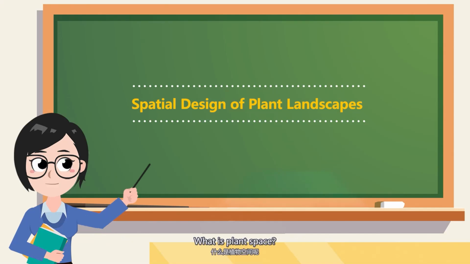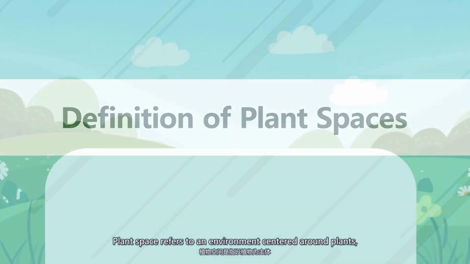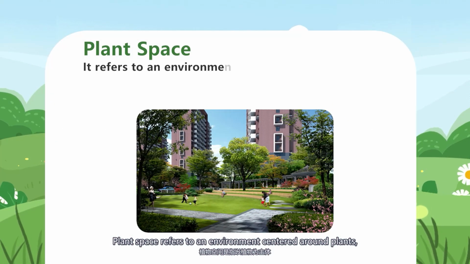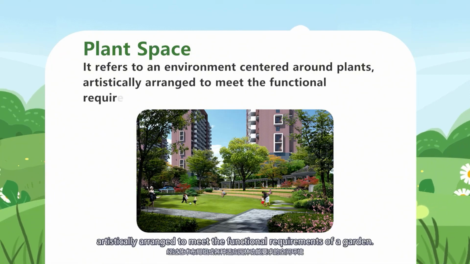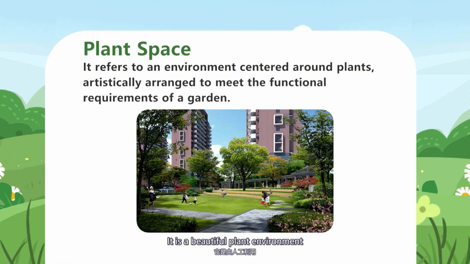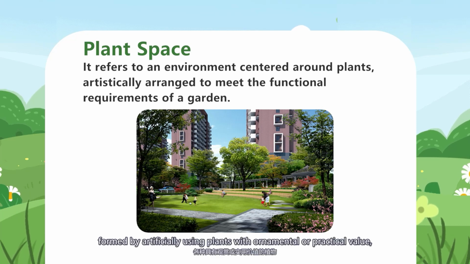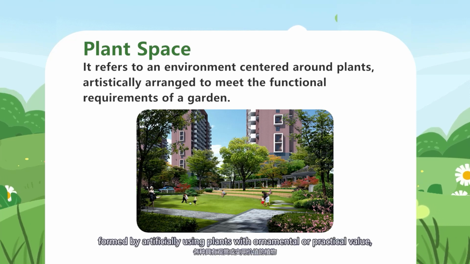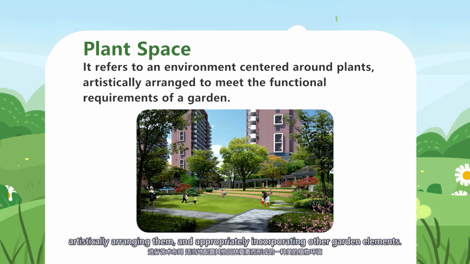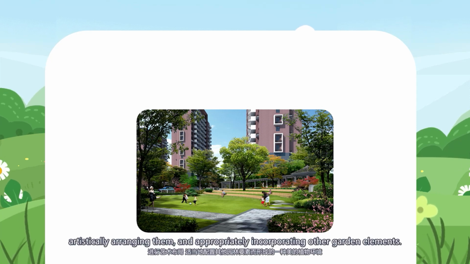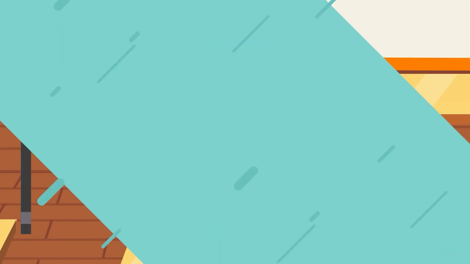What is plant space? Definition of plant spaces. Plant space refers to an environment centered around plants, artistically arranged to meet the functional requirements of a garden. It is a beautiful plant environment, formed by artificially using plants with ornamental or practical value, artistically arranging them, and appropriately incorporating other garden elements. Teacher, how can we create spaces?